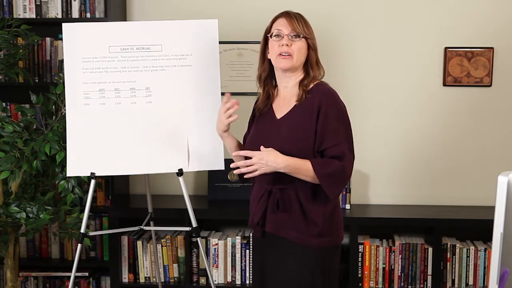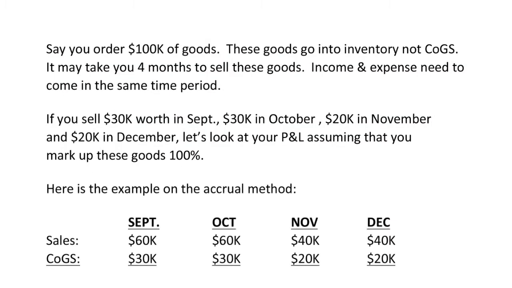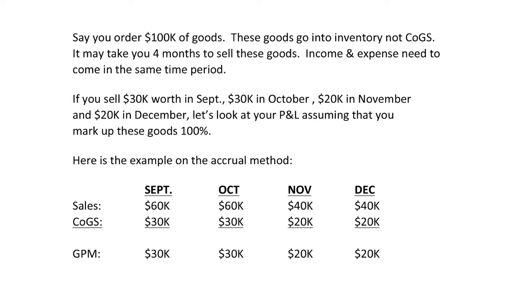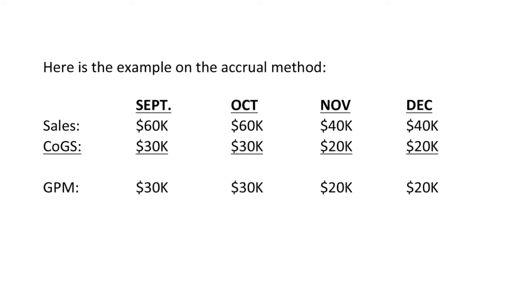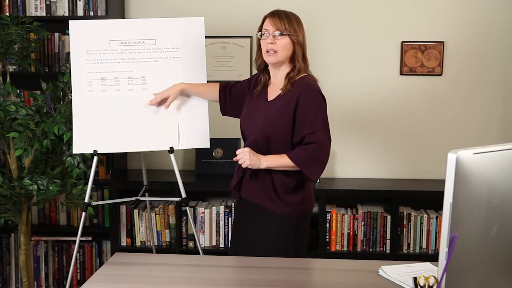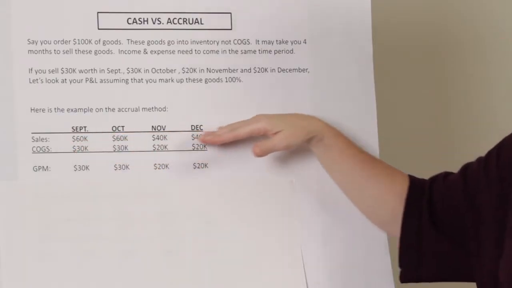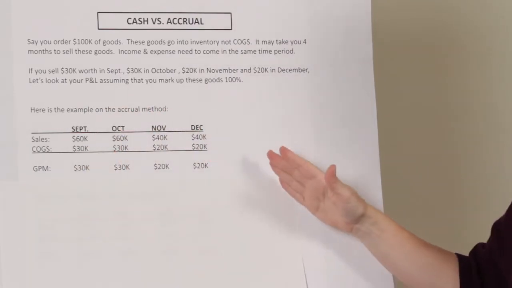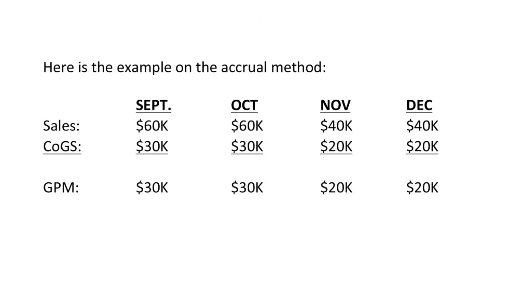So let's just say you mark these goods up 100% and they're sold for twice what you paid for the product. Let's look at your gross profit margin. September, you sold $60,000 of goods that cost you $30,000, gave you a gross profit margin of $30,000. October, the same. November, you sold $40,000, the goods cost $20,000, gross profit margin was $20,000. December, same thing. This is a fairly consistent set of books. Your sales are pretty steady, your cost of the product is pretty steady. If you look, your income and costs came in the same time frame for that product.